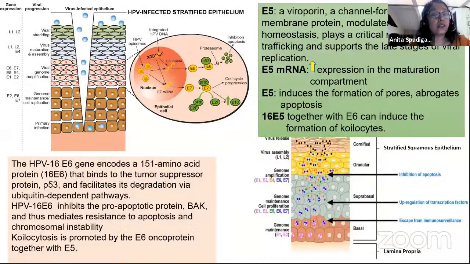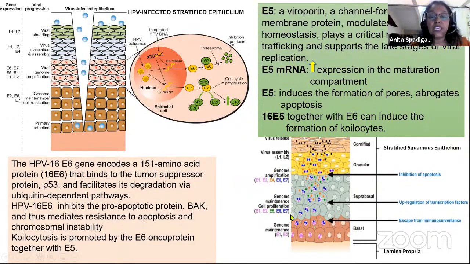So let's begin with E5. So E5 begins to be expressed in the maintenance in the proliferative area. And E5 induces the formation of pores. It's now called a viroporin. And it also abrogates apoptosis. That means E5 is going to make sure that the cell does not undergo apoptosis before the viral replication is successful. Now, literature tells us that E5 cannot act entirely on its own. E5 requires the expression of E6 to induce the formation of koilocytes.